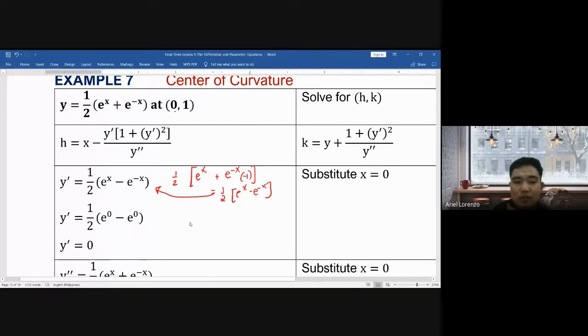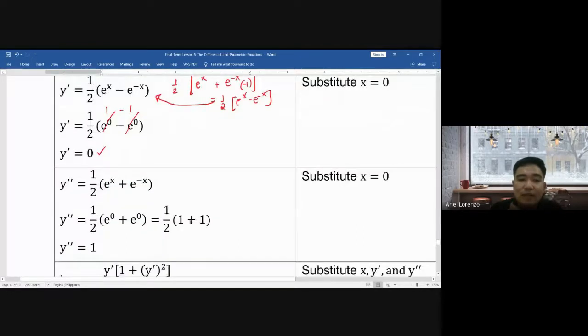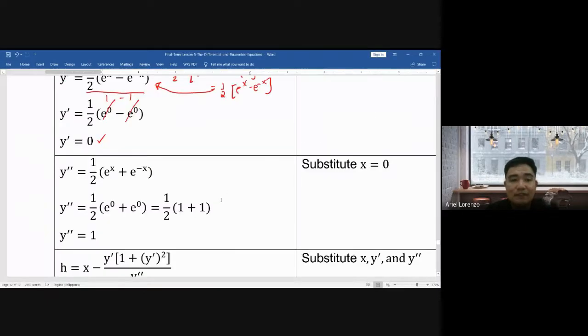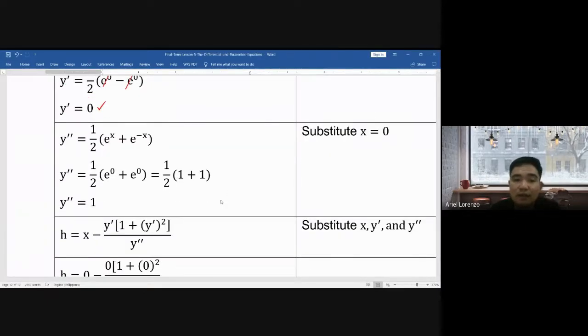So e raised to 0 is 1. E raised to 0 is 1. The 1 minus 1 is 0 times 1 half, that is equal to 0. So meron ka ng y prime. And then for the second derivative naman, i-derive mo ulit to. Itong 1 half e raised to x natin, e raised to negative x. Diba? Just get the derivative of that ulit. O, ano yung given? Diba? We have 1 half times e raised to x minus e raised to negative x.